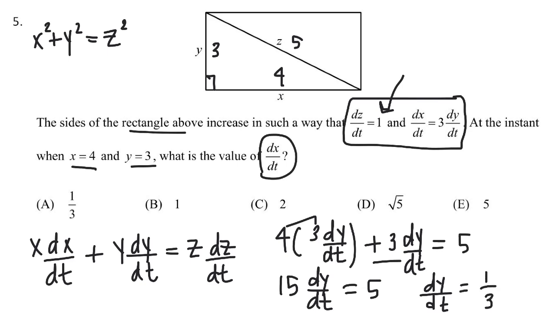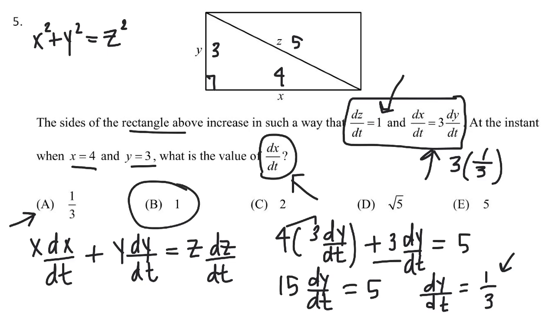And this is where we have to be super careful, because as soon as we get 1/3, everybody wants to go mark A, but that's not what we were asked. We found the rate of change of y, but we were asked, well, what is the rate of change of x? So we have to go back up and use this relationship here, that dx/dt is 3 times dy/dt. So 3 times 1/3 is going to give us 1. So the right answer is B.